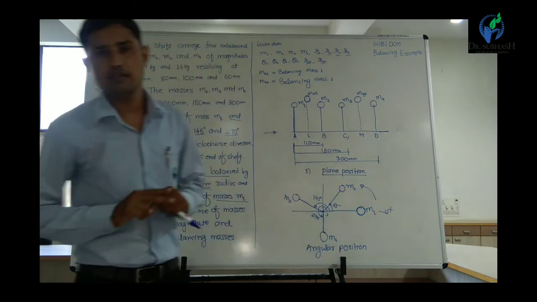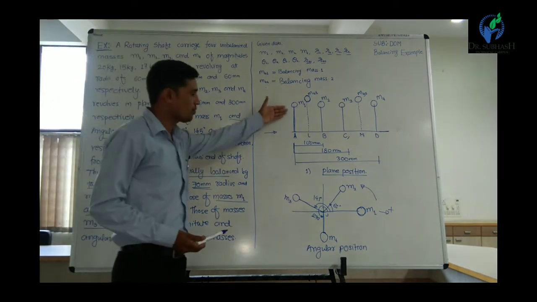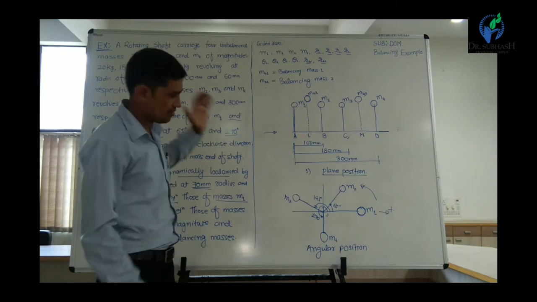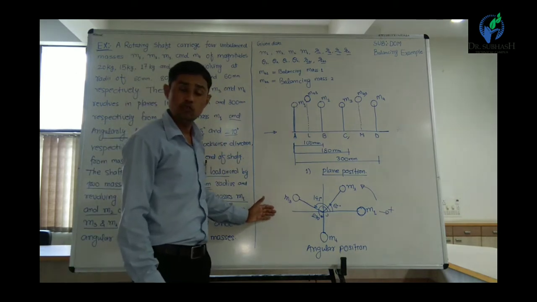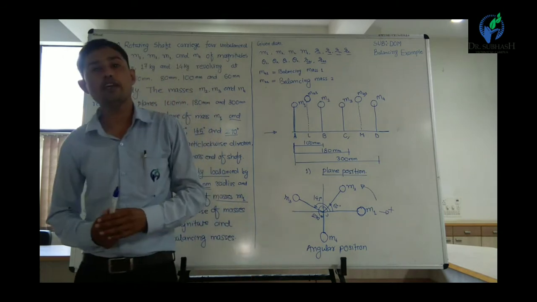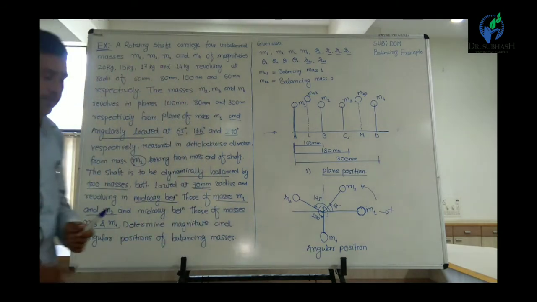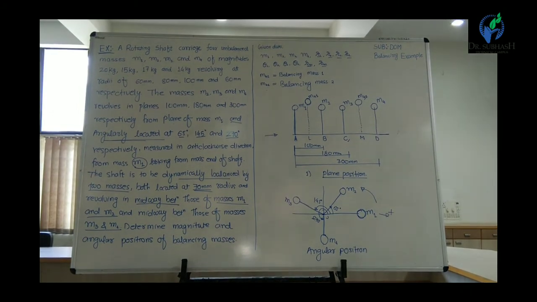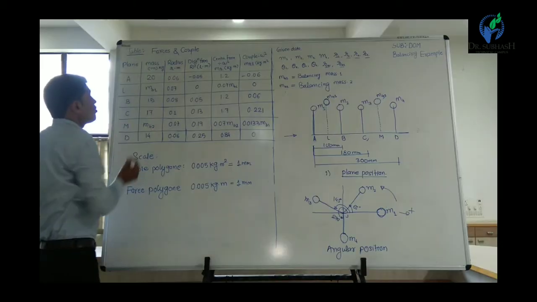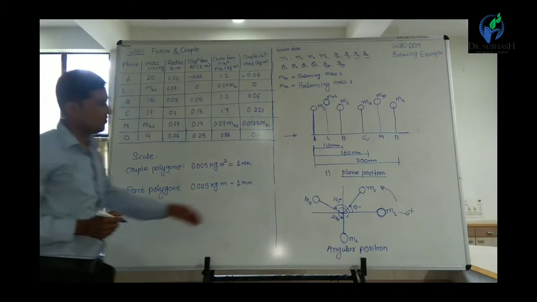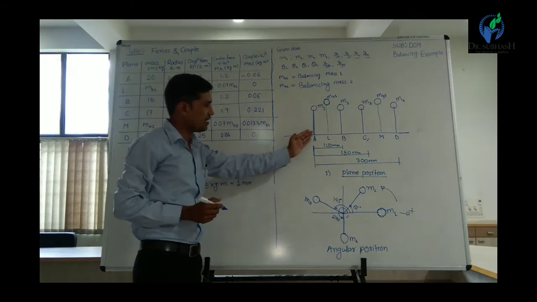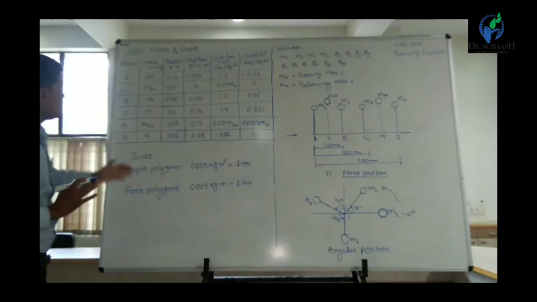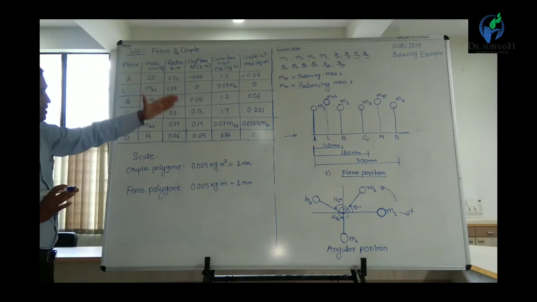So we have completed two steps. First is the plane position, where we arrange masses in planes according to the given data. In the second step, we locate the masses according to the given angular position. Now third step: forces and couple. As shown in the figure, in the plane position, there are six planes A, L, B, C, M, and D. So we calculate forces and couple in the system.